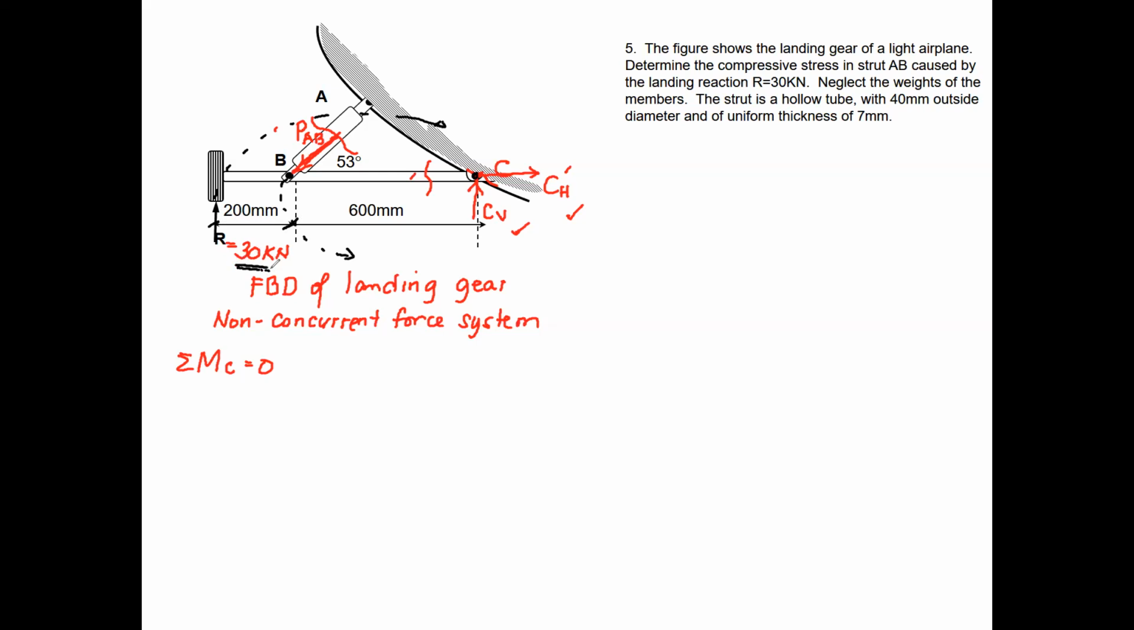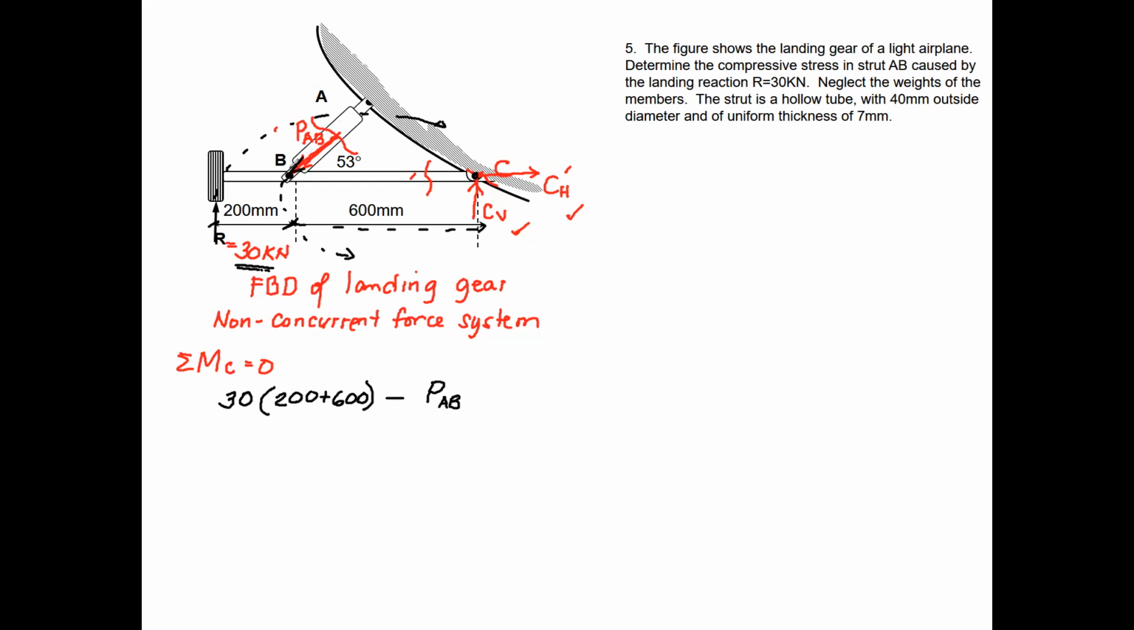What is the R? 30. Okay, so 30 kilonewtons is the value of the reaction that is induced when the plane lands on the wheel. So 30 kilonewtons. And what is its perpendicular distance from C? 800. Okay, so that is 200 plus 600, a total of 800. Okay, what now rotates in a counterclockwise manner? Minus P of AB, the force on AB, sine 53.